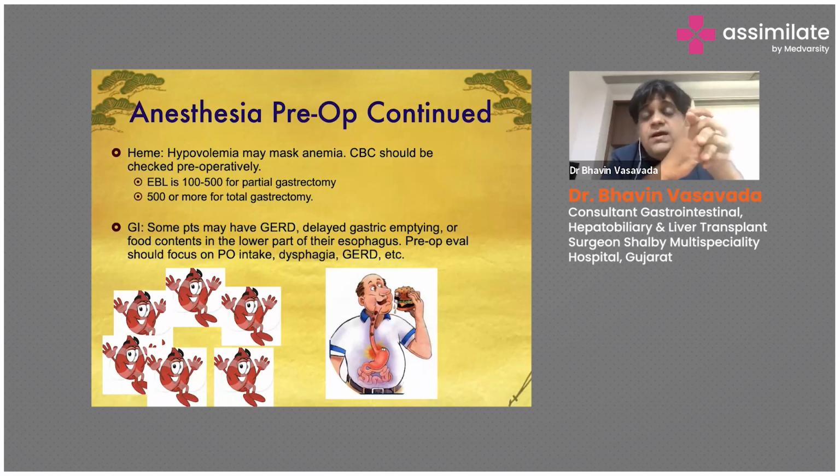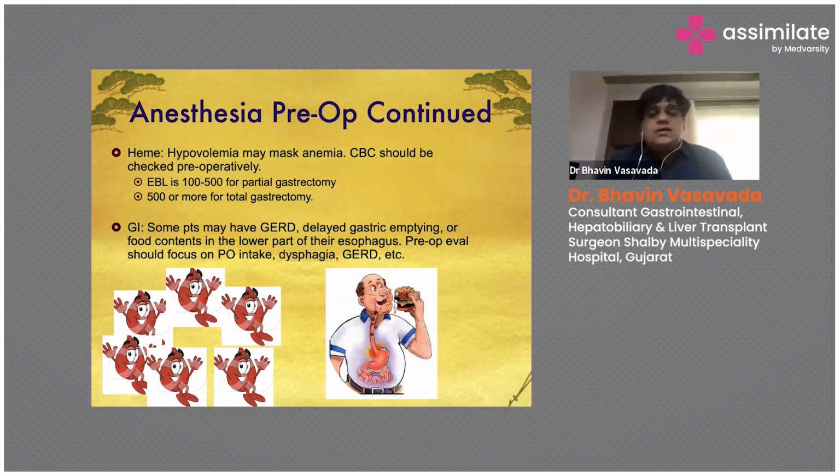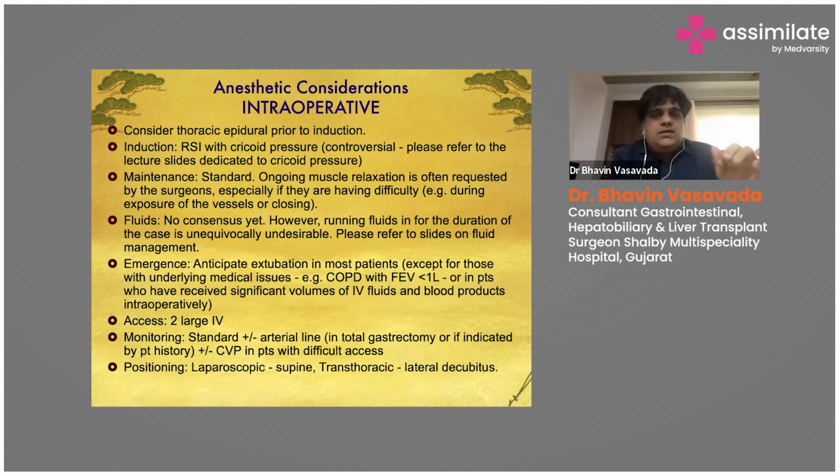Second, sometimes the patient will have gastroesophageal reflux disease or GERD, delayed gastric emptying, or sometimes food content in the lower part of the esophagus, that can make your surgery more complicated. So you have to check for these conditions. This is the detail about anesthetic consideration, but I don't think it will help. But generally, on-table extubation is preferred. Some patients with COPD may require a ventilator in the postoperative setting.